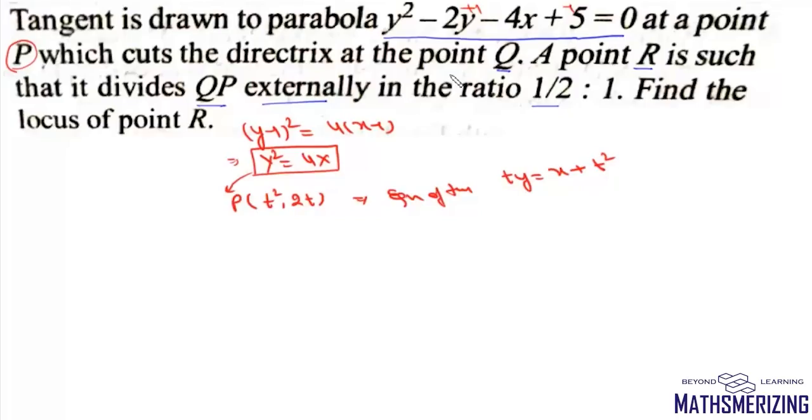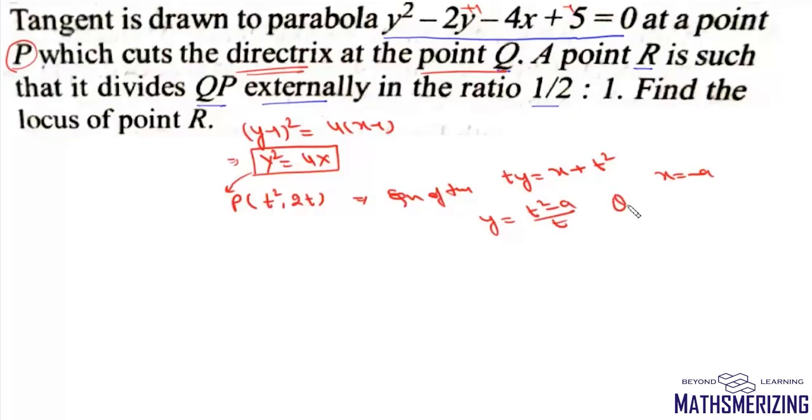Now we need to find this point Q, which lies on the directrix. So we know that at the directrix, x is equal to minus a. So we'll put x as minus a. We'll get y as (t square minus a) upon t.